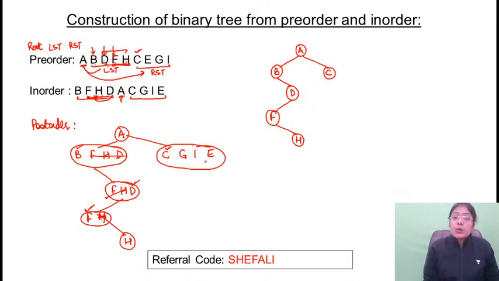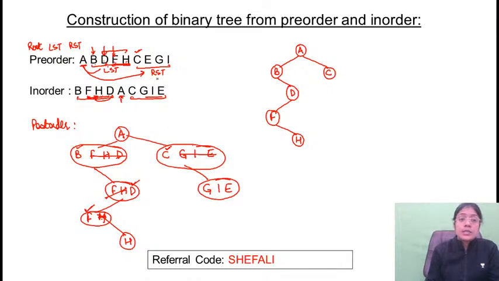Now these elements will be part of the left subtree or right subtree, so in this case we need to refer to the in-order. All the three elements are present on the right side of C. So these will go to the right subtree: G, I and E. Again, we need to find out the root node. Among these elements, E is coming first. So E will be the next root. And G and I are present on the left hand side. So this goes to the left hand side.